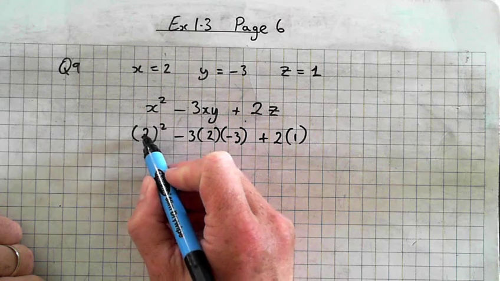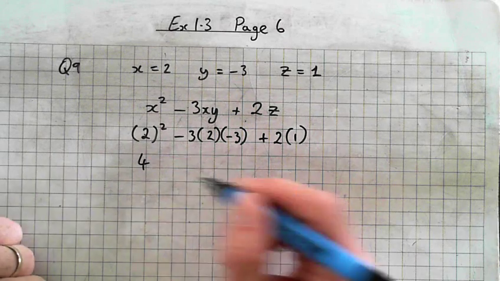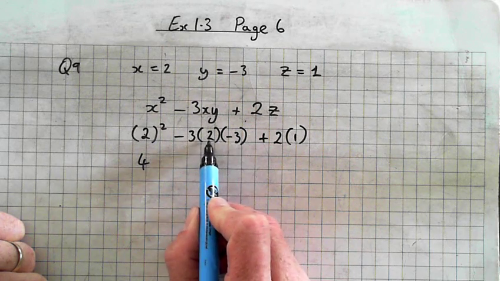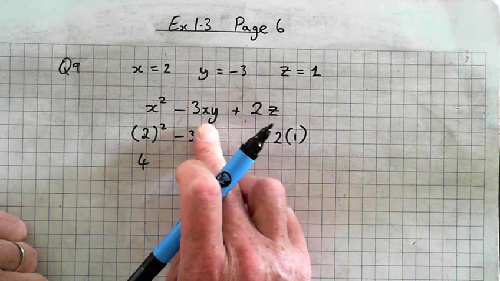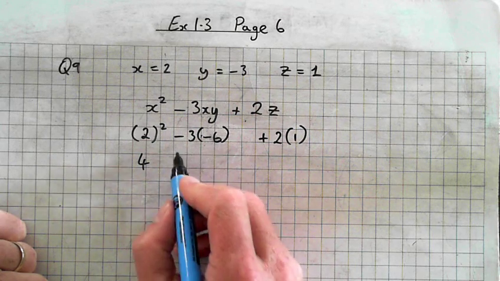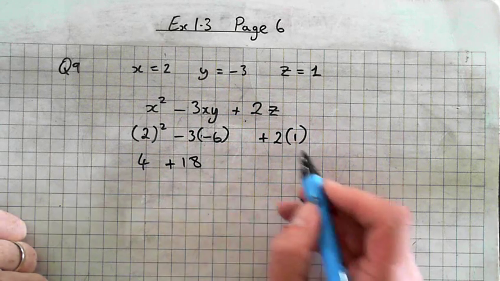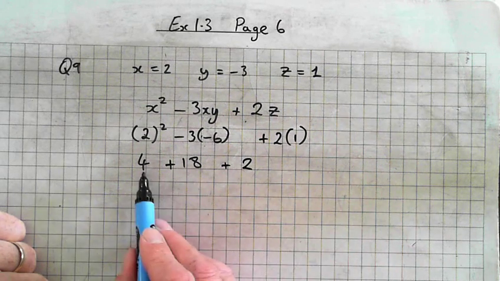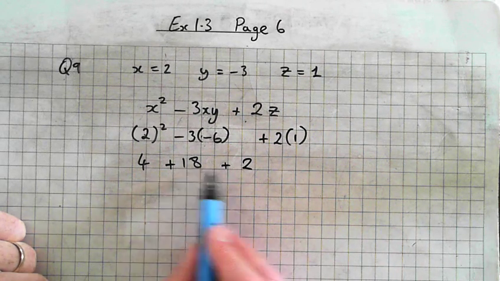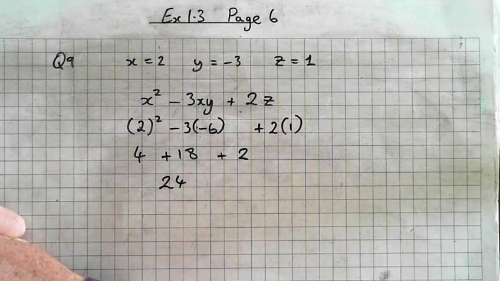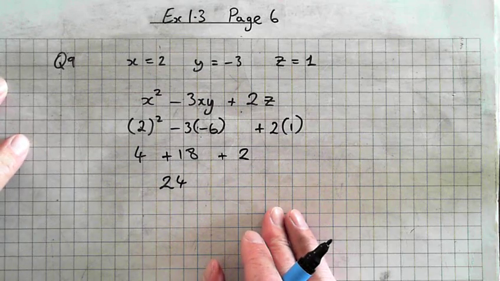So 2 squared means 2 times 2, 4. Now we'll do this bit. What's minus 3 times plus 2? Minus 6. What's minus 6 times minus 3? Plus 18. And then over here, 1 times 2? 2. So then 4 plus 18 is 22, plus 2? 24. Okay, and we'll look at another question 9.